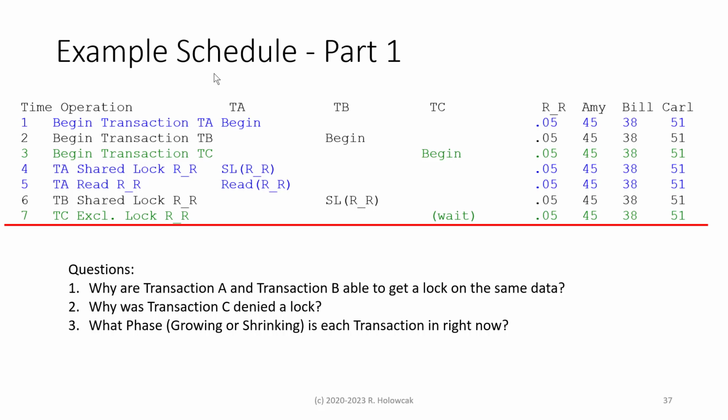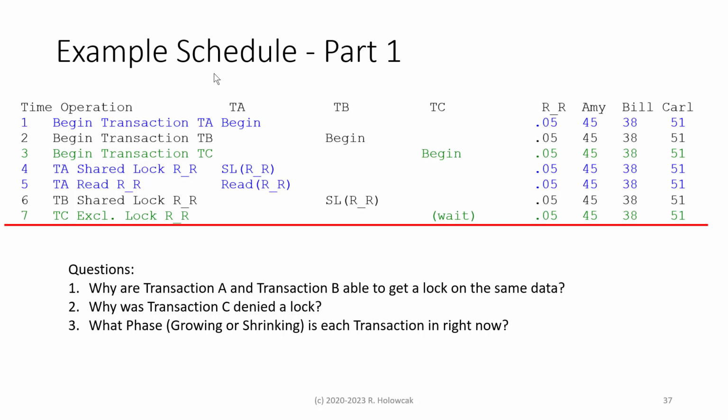Okay, transaction A and B are able to get locks on the same data because they are shared locks. A and B only want to read the raise rate, so they can share access to that data item. Transaction C was denied their lock because transaction C was trying to get an exclusive lock on raise rate. Exclusive locks and shared locks are not compatible. So as long as any lock is in place on a data item, another transaction cannot get an exclusive lock.